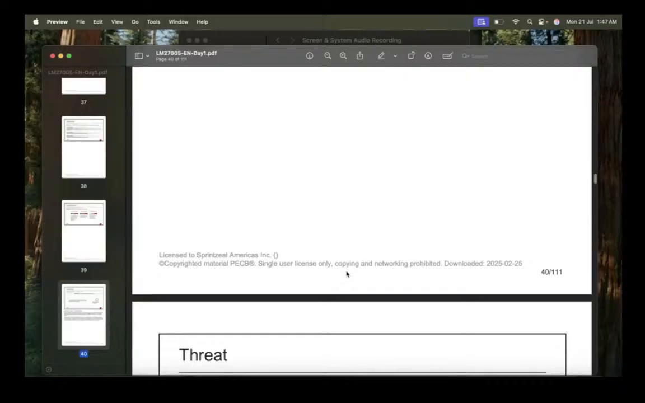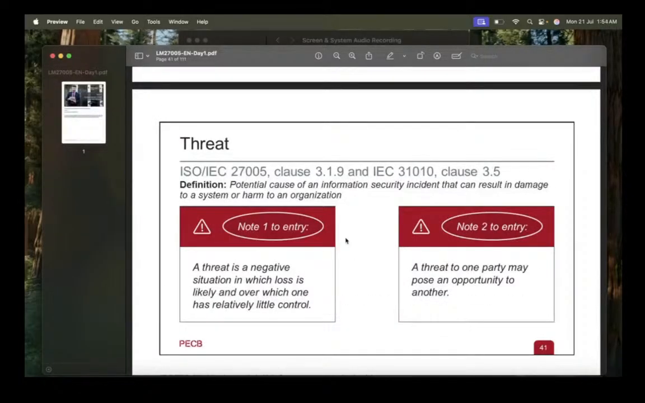I'll also have just a glass of water. As it is quite clear, it is as per the definition mentioned in ISO/IEC 27005, clause 3.1.9, and IEC 31010, clause 3.5. The particular definition given for a threat is: any potential cause of an information security incident that can result in damage to a system or harm to an organization is a threat.